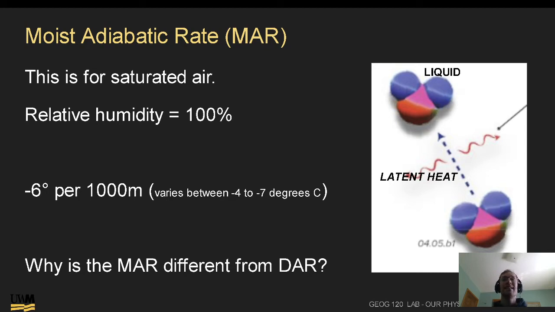That's because of latent heat that's given off when water as a gas gets forced out of the parcel and has to condense to be liquid. When that happens, remember, there is latent heat given off. So that latent heat goes somewhere. Well, it goes back into the parcel itself. That makes up the difference of 4 degrees per every 1,000 meters. It's that latent heat that causes the difference between the MAR and the DAR.